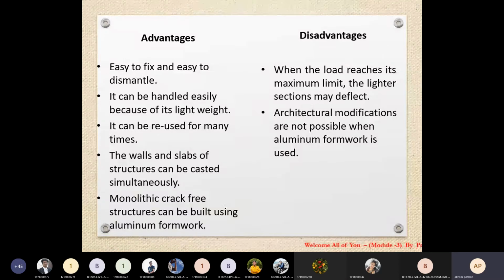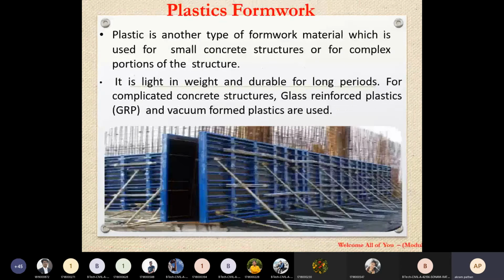So these are the disadvantages regarding the aluminum formwork: architectural modifications are not possible. Then another important type is the plastic formwork. Plastic is another type of formwork material which is used for small concrete structures or for complex portions of the structures. It is light in weight and durable for a long period for complicated concrete structures.